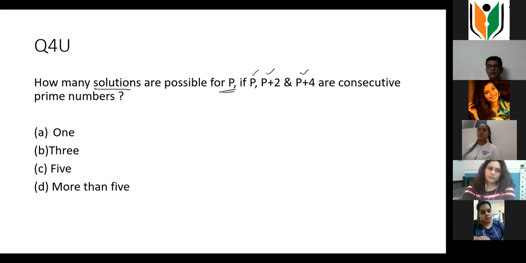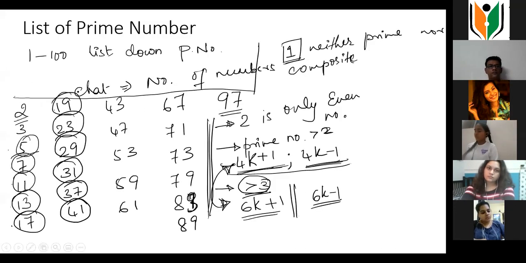So these are a list of prime numbers which are consecutive, so one after the other. So how many solutions do you think are possible? Do you think 1, 3, 5, more than 5? So look at all your options of prime numbers. So what are you talking about? You're talking about P, P plus 2 and P plus 4. So let's look at our prime numbers listing. If P is 2, what is P plus 2? Not possible, because P plus 2 is 4 in that case, not a prime number.